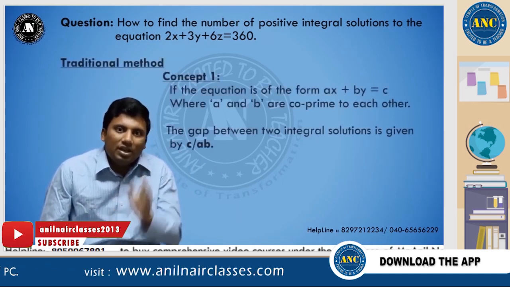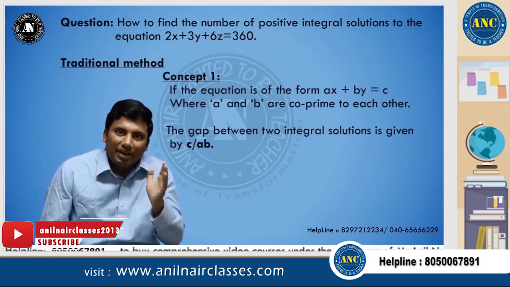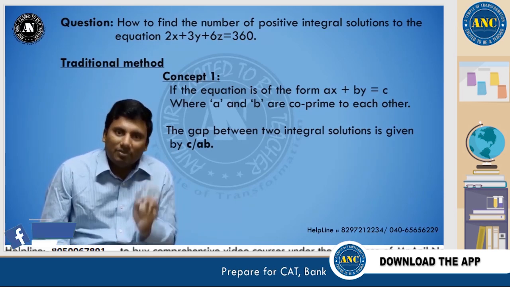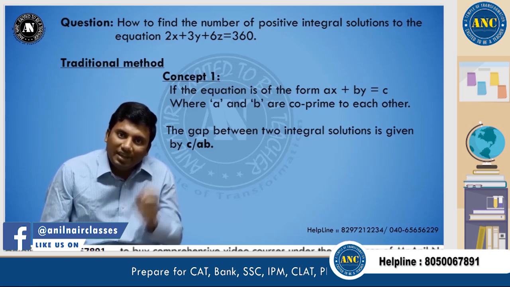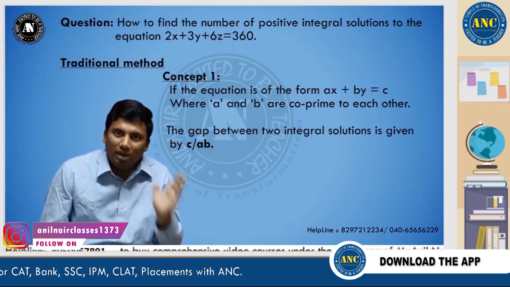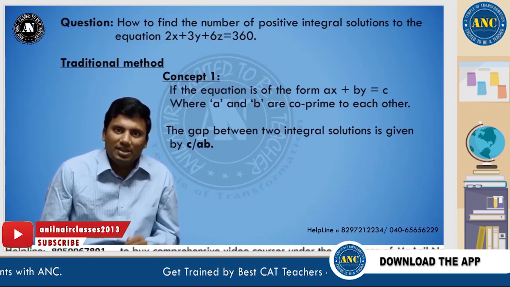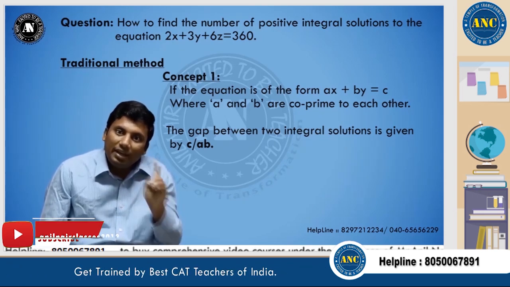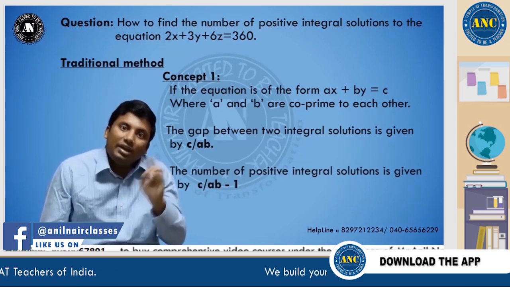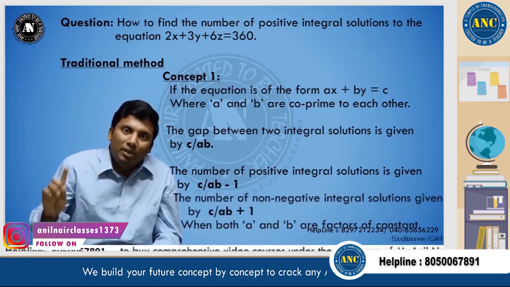If the equation is of the form ax plus by equals c, where a and b are co-prime to each other, the gap between two integral solutions is given by c by a into b in denominator. The number of positive integral solutions is given by c by a into b minus 1. The number of non-negative integral solutions is given by c by a into b plus 1.